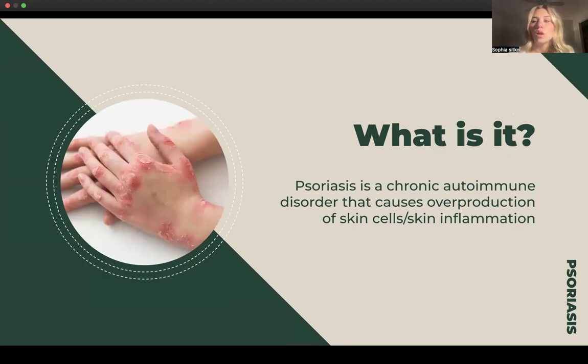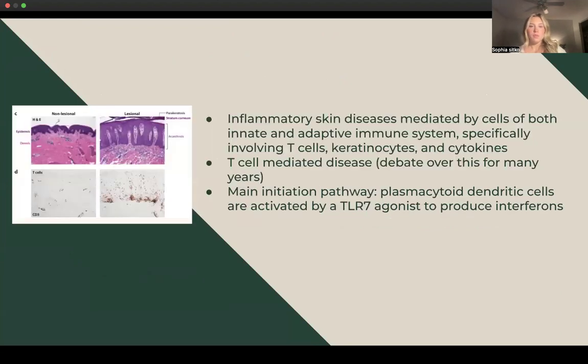Psoriasis is a chronic autoimmune condition that causes overproduction of skin cells and skin inflammation. Like I said before, psoriasis is an inflammatory skin disease mediated by both cells of the innate and adaptive immune system. Specifically, it's a T cell mediated disease, and the main initiation pathway involves plasmacytoid dendritic cells becoming activated by a TLR7 agonist, and then they produce interferons.